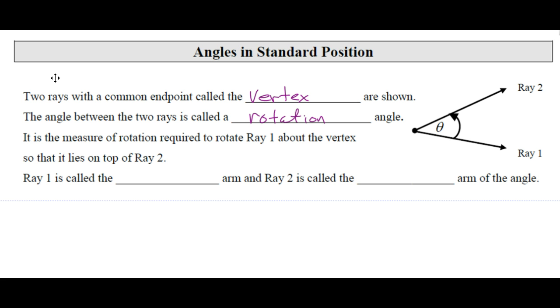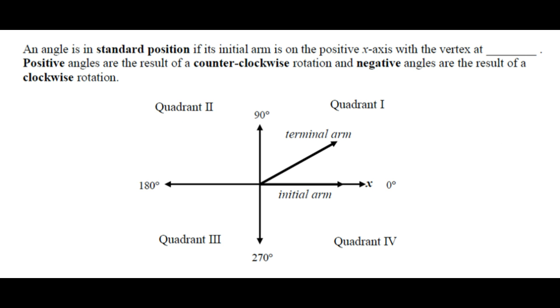A rotation angle is made up of two rays with a common endpoint called the vertex, which I guess you should know, because on your sheet it actually has the word vertex there. The two rays we'll call the initial arm and the terminal arm. Ray 1, ray 2. So ray 1 is called the initial arm, and ray 2 is called the terminal arm. So if you're looking at the other worksheets, then just listen and fill in. Okay, now it should get pretty similar.